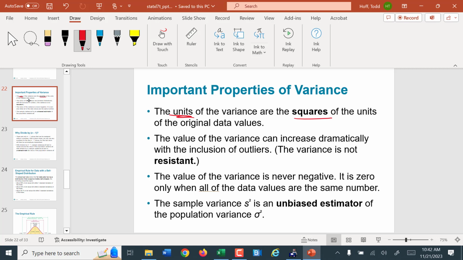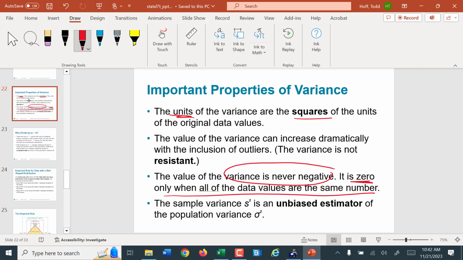Just like the standard deviation, the variance can never be negative. It's always going to be either positive or 0. The only way it would be 0 is if all the data values were the same number. That is also true for the standard deviation, by the way. The standard deviation is never negative. It can only be 0 if all the data points are the same value. Otherwise, it's going to be a positive number.